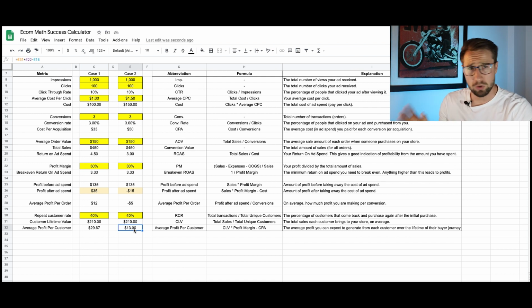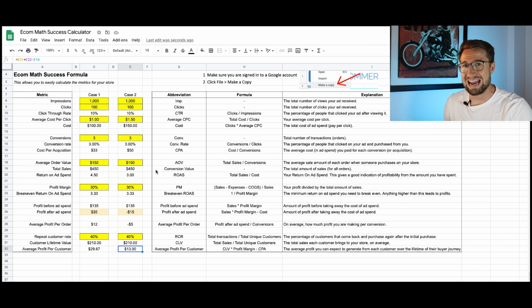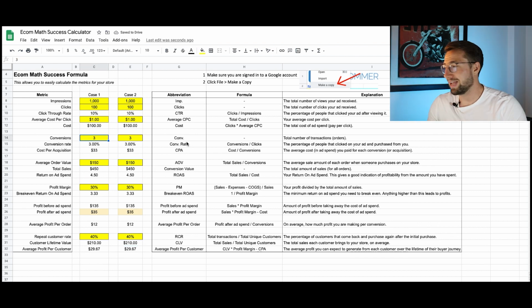Really important. Okay, so I've done a few different examples here, but let's do some more examples and see how this calculator performs and how your store's profitability changes with a different example. Okay, of course, the first one I showed you was the average cost per click.